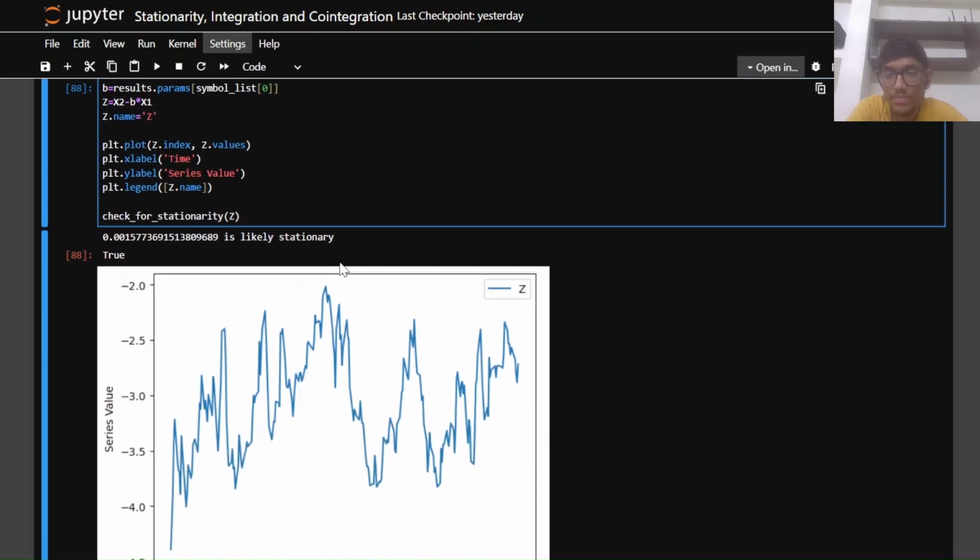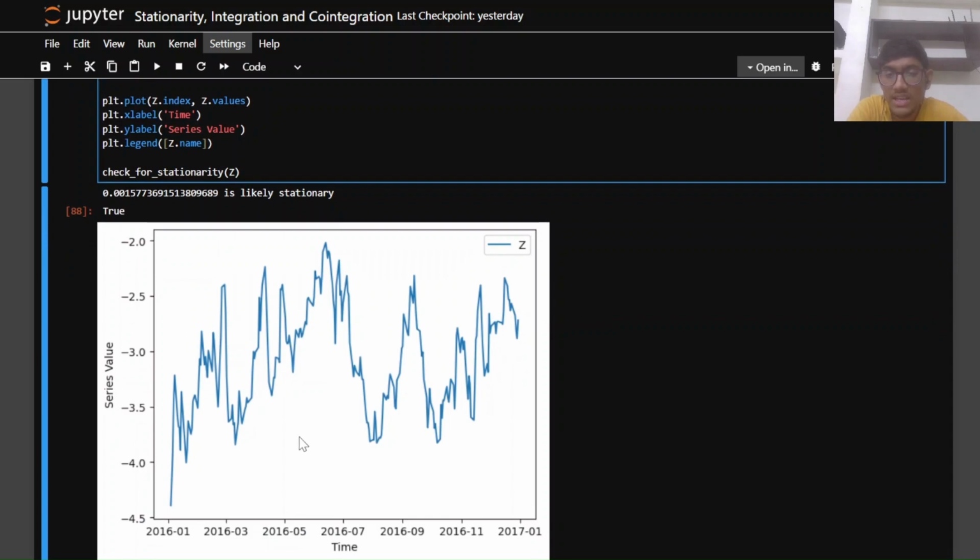So we use z equals x2 minus b times x1 and then plot how our z would look. So this is how z looks, and just by looking at it, one cannot obviously conclude that it is stationary because it's not very obvious, but one could probably guess that it is stationary because it has a constant mean and variance, or at least seems to have a constant mean and variance.